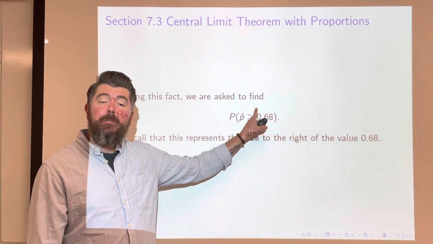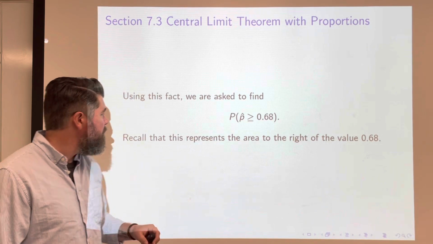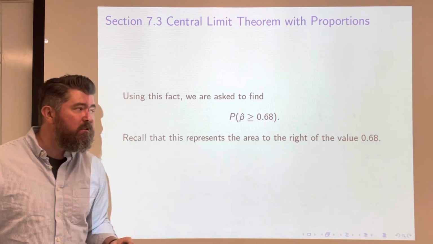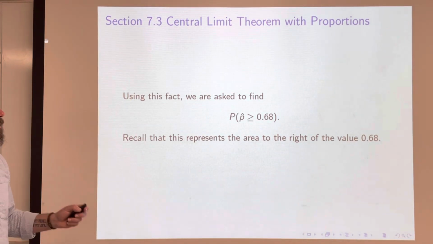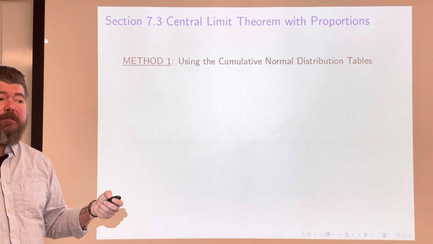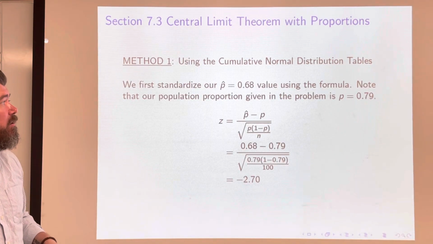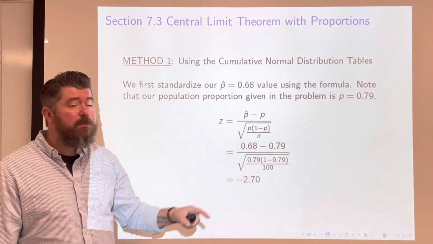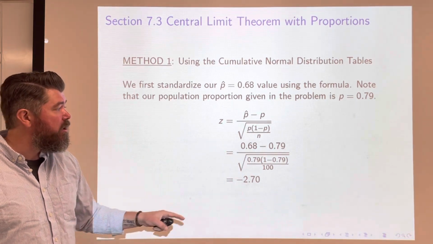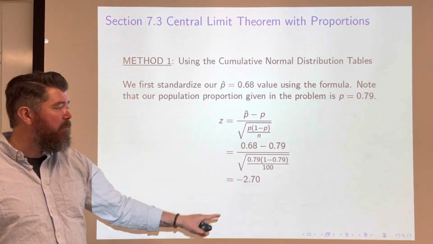Remember, we never use percentages in mathematical statements. We always write them as decimal numbers. So recall that this represents the area to the right of the value 0.68. We can use two methods. Our first method is if you prefer using our statistical tables. We first standardize our value, p-hat is 0.68, using the formula given on our formula sheet. So 0.68 minus 0.79 divided by this square root.